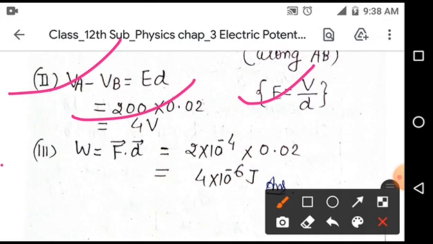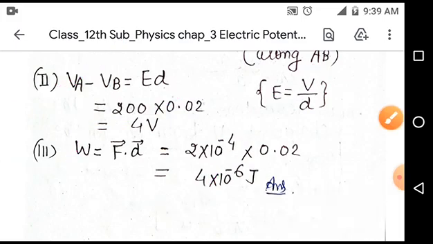And the third one is the work done, and we know that work done W equals F into D, where F is the force and D is the distance. So 2 into 10 to the power minus 4 into 0.02. So on putting and solving, we get 4 into 10 to the power minus 6 joule. It is the required work done for displacing the charge from point A to B.